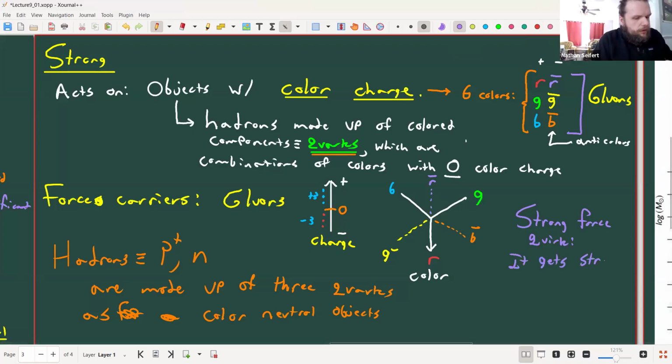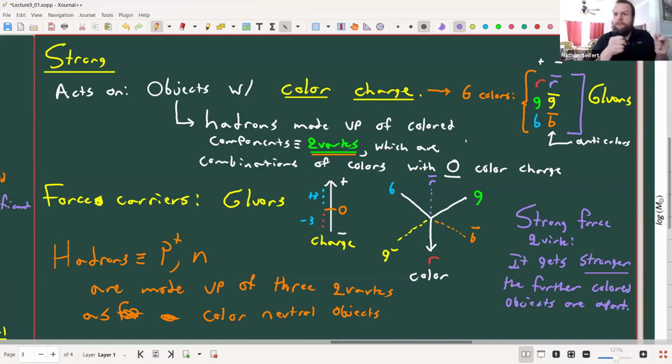It gets stronger the further colored objects are apart. Right? This is why we call it the strong force. Think about the electromagnetic force or the gravitational force: when you separate two objects that attract each other by double the distance, they are now 4 times as weak. Force is much weaker. Strong force is the opposite of that. Strong force gets stronger as things pull apart.